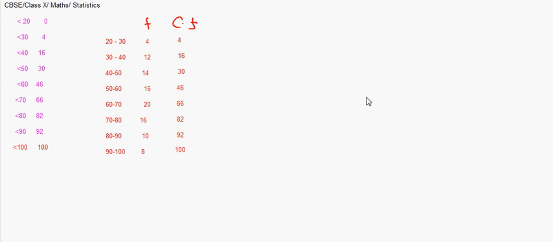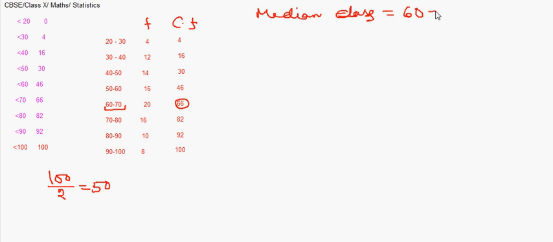So we have to look for the observation under cumulative frequency to be 50, or the one just beyond 50. So it is 66, which has the class interval of 60 to 70. That will be our median class. 100 was n, so n by 2 is 50. We were looking for it in the cumulative frequency column. The median class becomes 60 to 70. So L becomes 60.